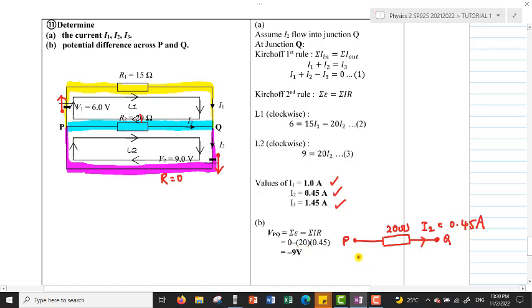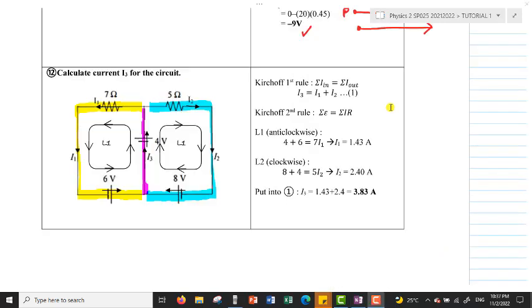Then if I travel from point P to point Q, the direction of current is the same as the direction I travel, so it will be positive 0.45. Then we solve it, we get the potential difference will be negative 9 volt. Then we solve question 11.